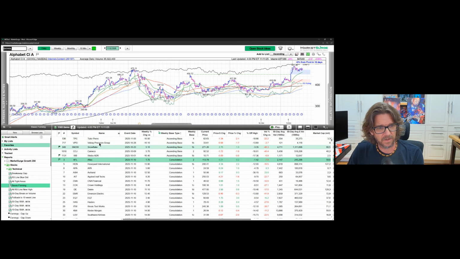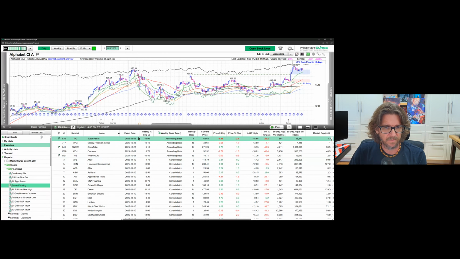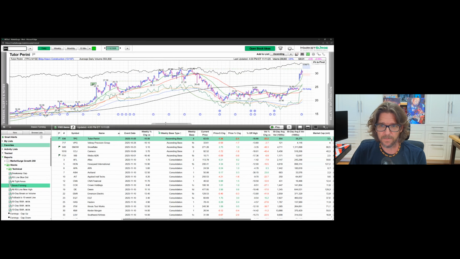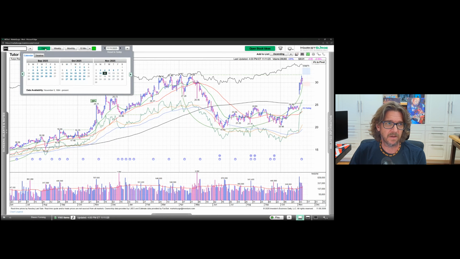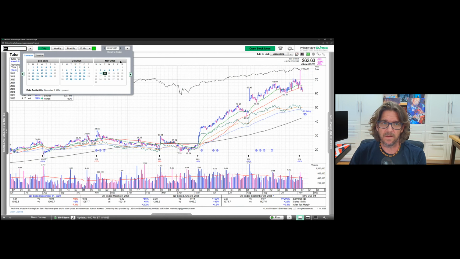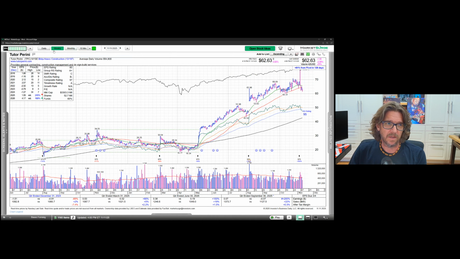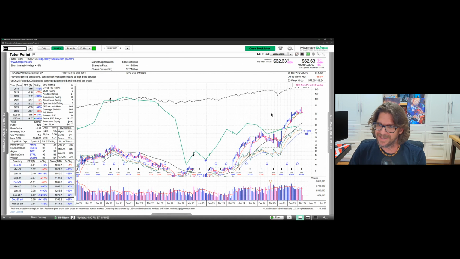So let's just look at the ones that the computer is picking up. And again, this is picking it up on a weekly, which is very problematic. Oh, I had to change the date on here. Let's go back to the current date. Okay, so it is picking this one up as an ascending base, which it was forming and is forming. So we've got one pullback, two pullbacks, three pullbacks.